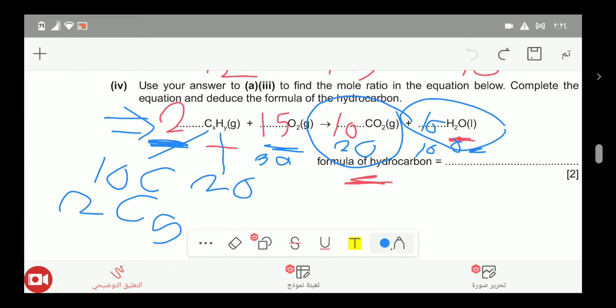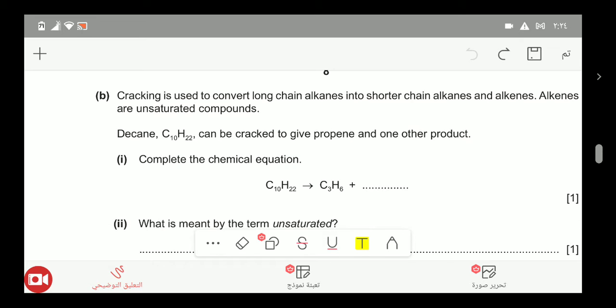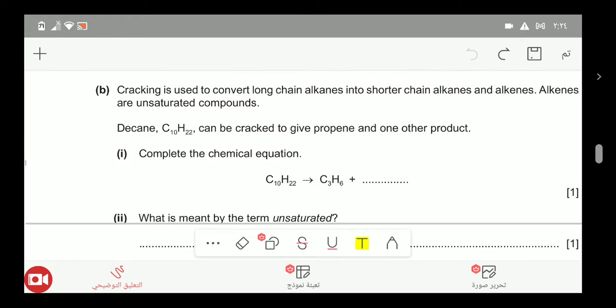H10, because 2 multiplied by 10 is 20. So the final formula will be C5H10. And remember that this is a tricky question. You have to focus on the volumes you had from previous steps. Okay, B, question number 1.